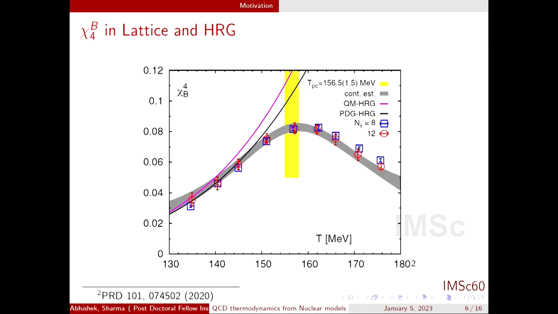However, if we move on to the fourth order derivative of the pressure with respect to baryon chemical potential, and now compare the magenta line with the gray line, one finds there to be significant differences not only at Tc but also below. So the hadron resonance gas model clearly fails in explaining these derivatives of pressure, as seen from the comparison.